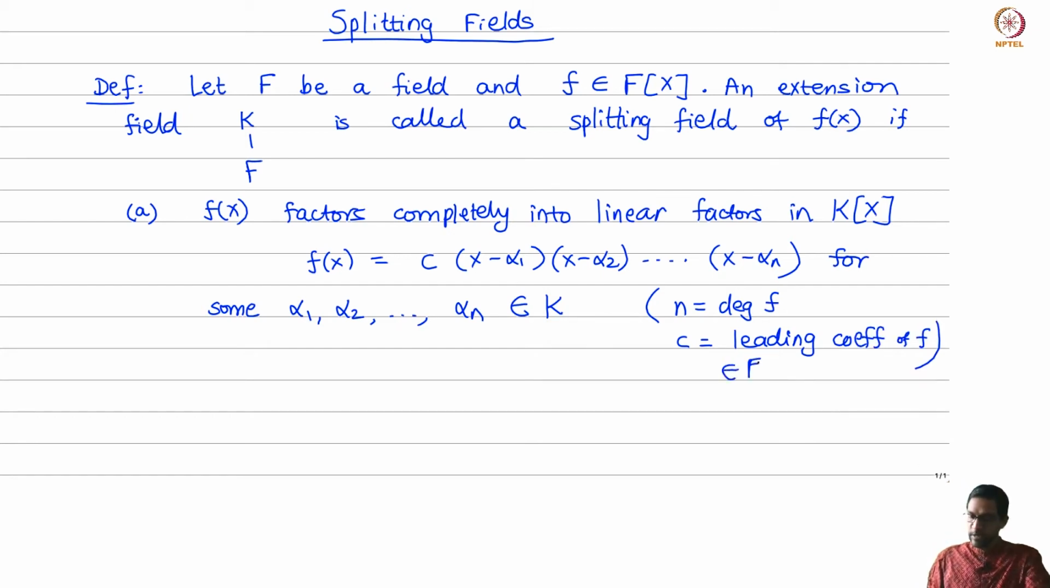So the condition 1 is really that it should factor completely into linear factors. In other words, there are n roots for this polynomial in the extension field K. Secondly, this property does not hold for any smaller subfield. So in some sense K is the smallest. Let's write that out precisely.